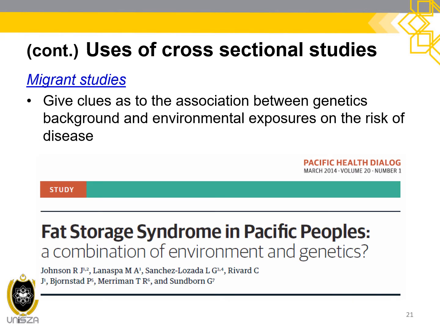The third use is in migrant studies. So it gives clues as to the association between genetics background and environmental exposures on the risk of disease. Example here is fat storage syndrome in Pacific peoples, a combination of environment and genetics.